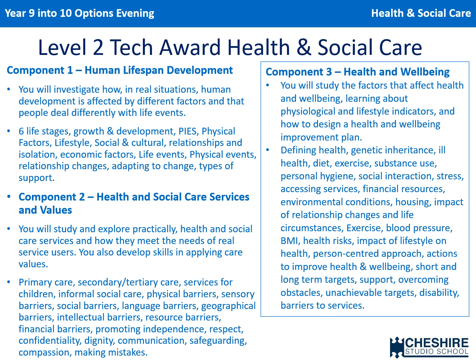This is where students spend time investigating how human development is affected by numerous different factors, and that people deal differently with various life events. They start by learning the 6 life stages that all humans grow through in their development, what the terms growth and development mean, and we look at something called PIEs, which are the physical, intellectual, emotional and social factors, all of which play a role on our development throughout our whole life.